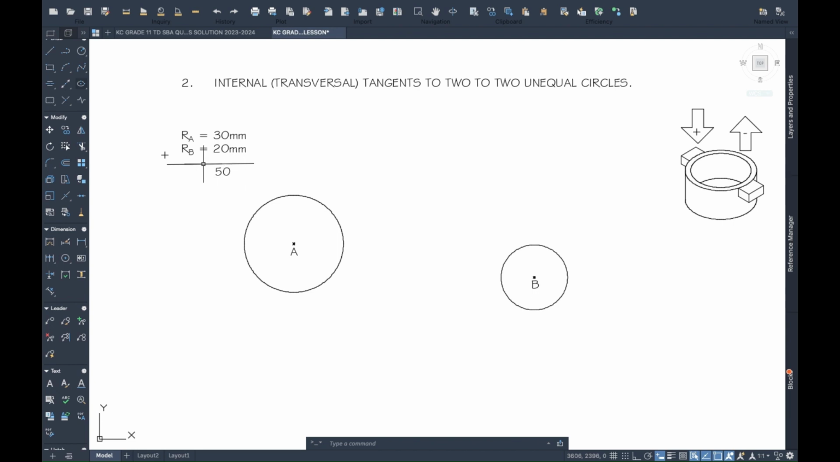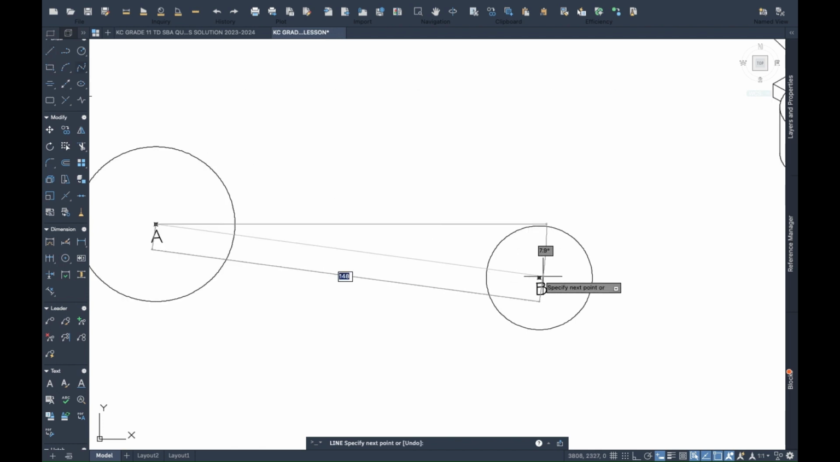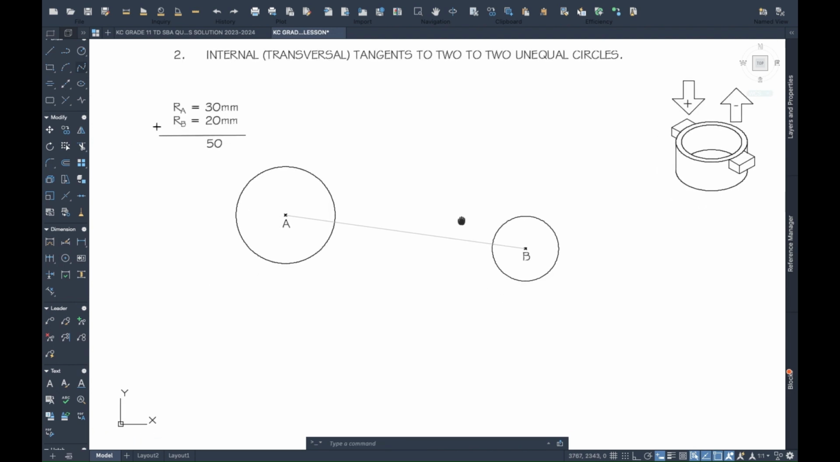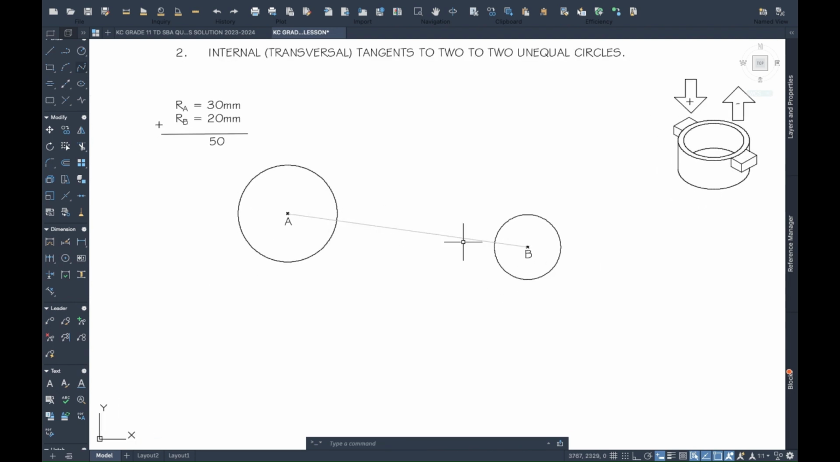Now let's look at the construction. The first thing we need to do is connect the centers. So we connect the centers of the two circles, right? Upon connecting them, we are going to get the midpoint of the line that connects the two circles. So we go to circle and we get the midpoint. Now we can construct up here or we can construct down there. It doesn't really matter which one you use at this point.